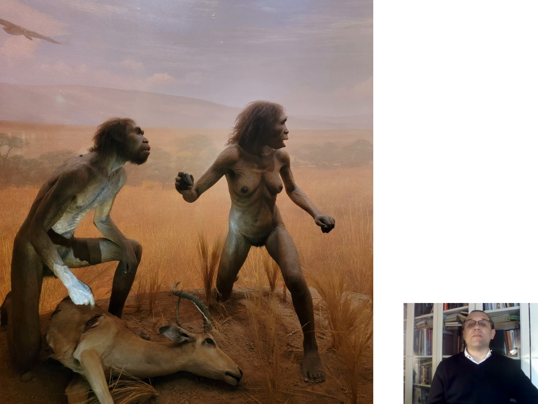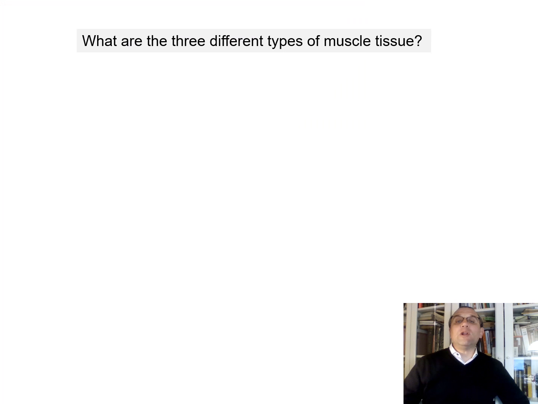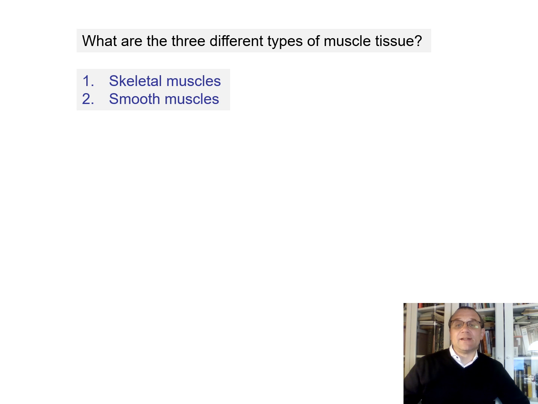Okay, let's do some review. We learned that in animals and humans, eukaryotic cells make up 4 primary types of tissue: epithelial tissue, connective tissue, muscle tissue, and nervous tissue. Let's see if you remember this material. Question to you. What are the 3 types of muscle tissue? Skeletal muscles, smooth muscles, and cardiac muscles.